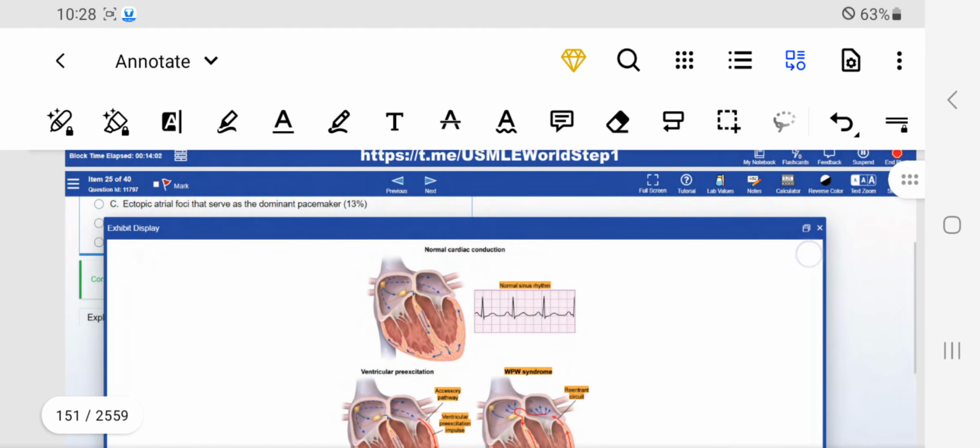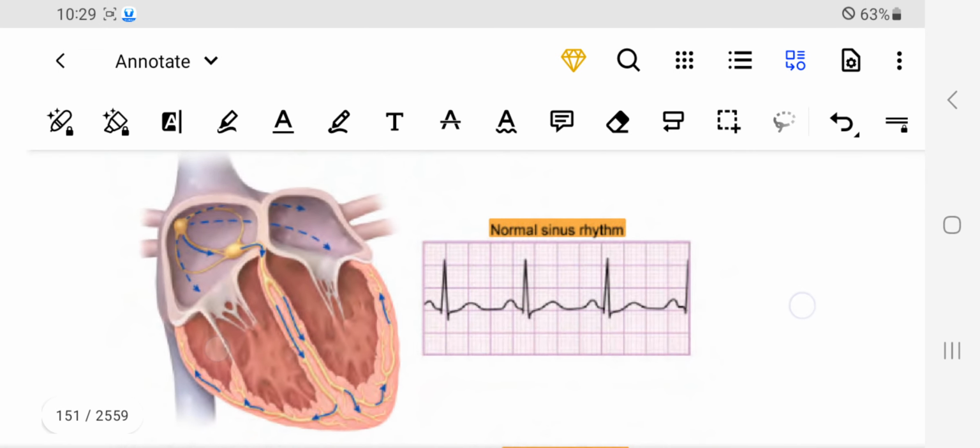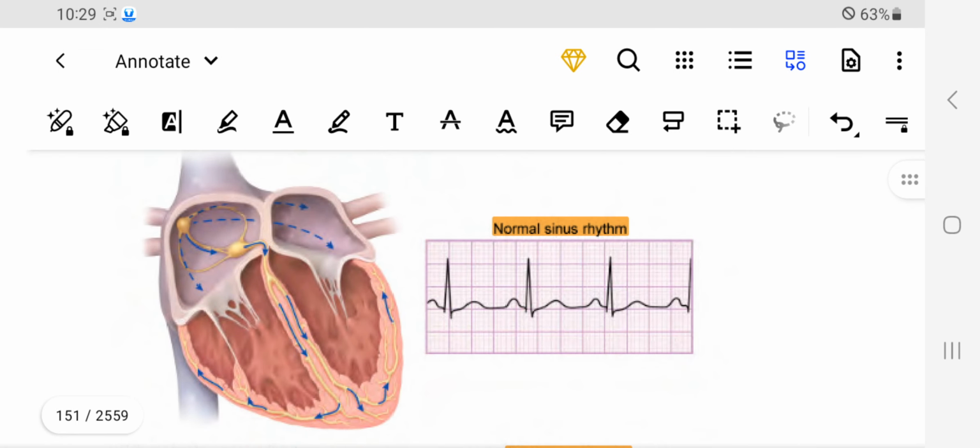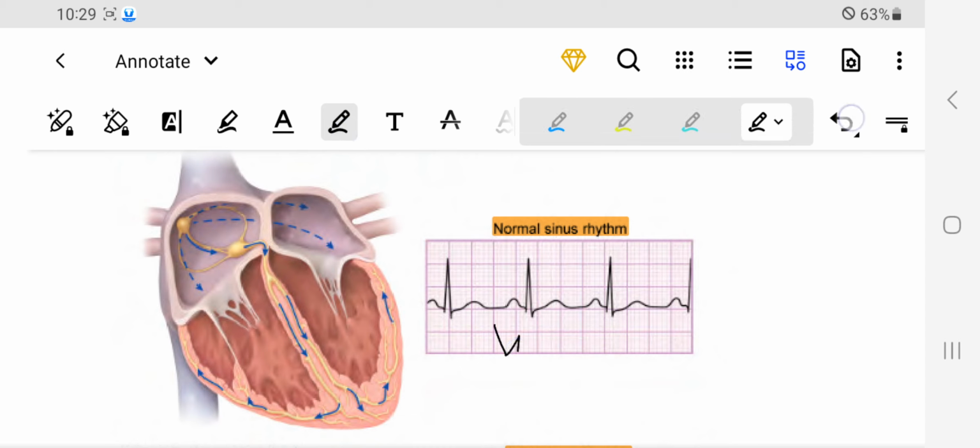Okay, so let's say this is a normal sinus rhythm, right? Okay, we have this one over here, P wave, then we have QRS complex, then ST segment, then we have this T wave, right? Okay.